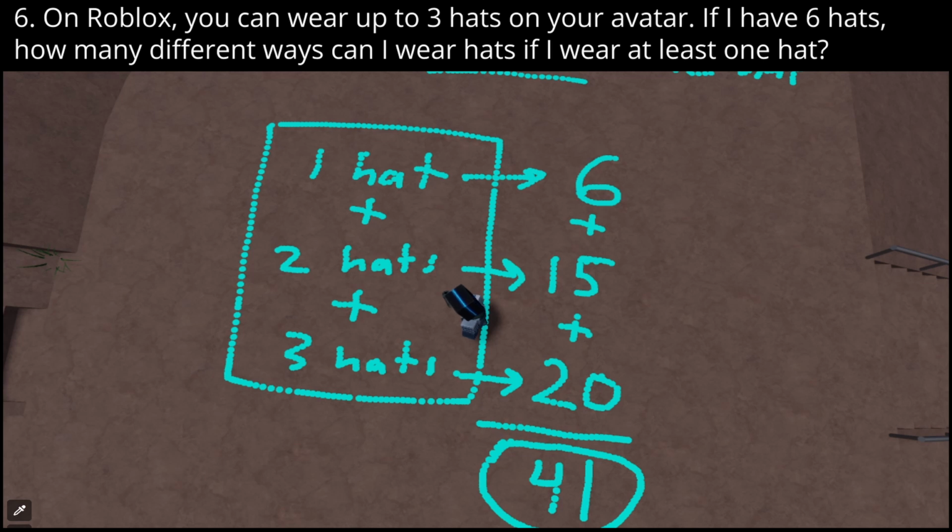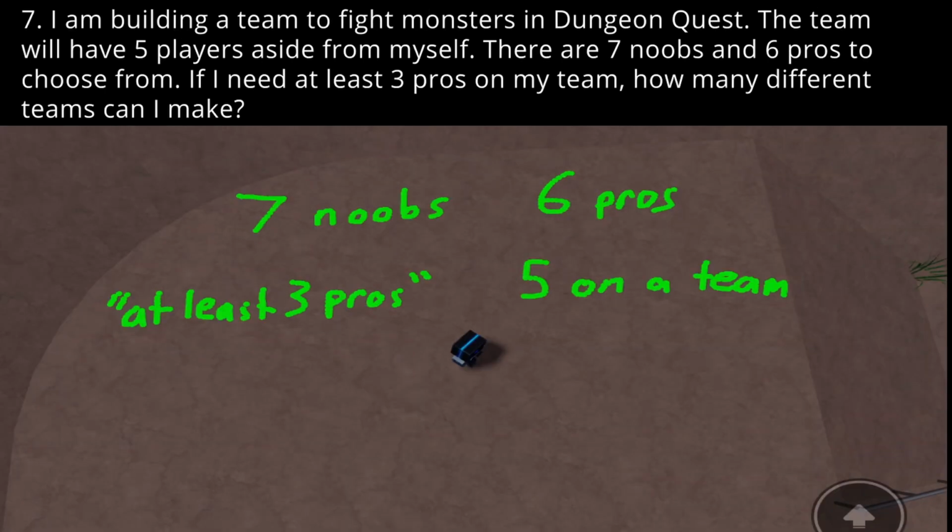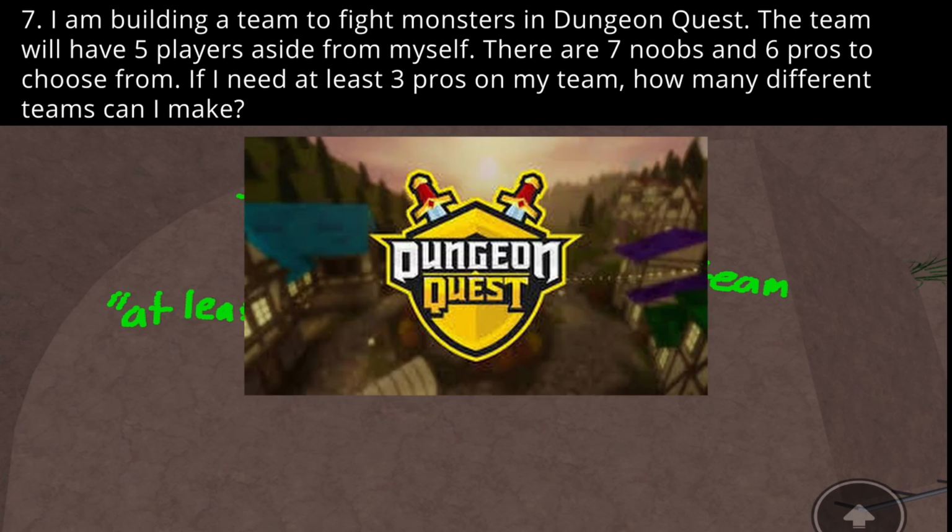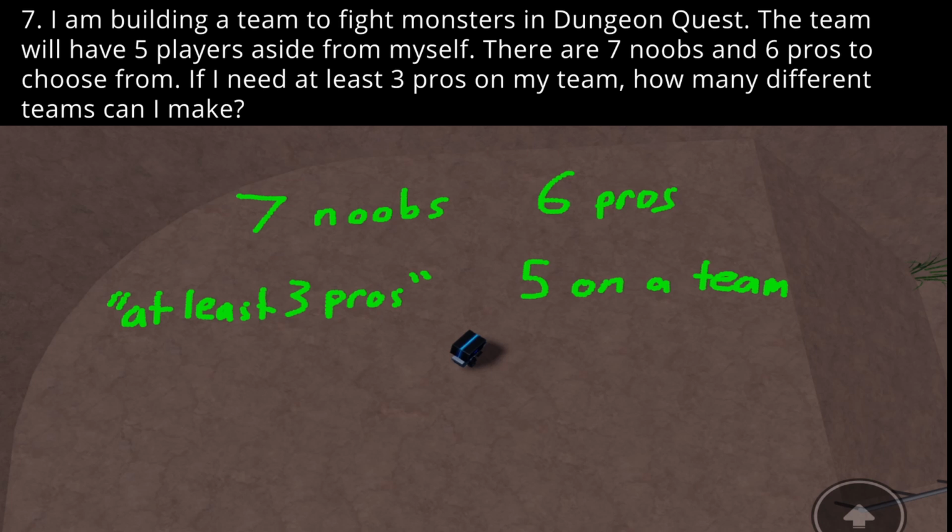Let's move on to the next problem. Let's try this similar problem out now. This one says, I'm building a team to fight monsters in Dungeon Quest. The team will have 5 players aside from myself. There are 7 noobs and 6 pros to choose from. If I need to take at least 3 pros on my team, how many different teams can I make?